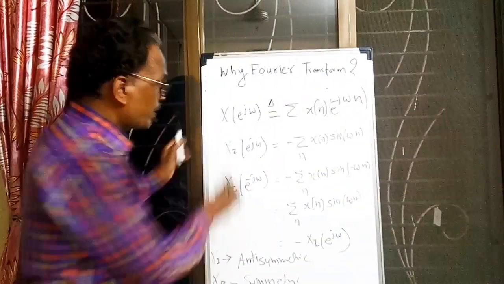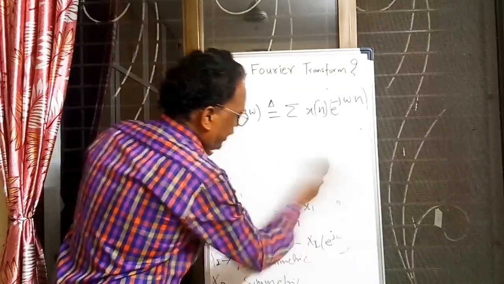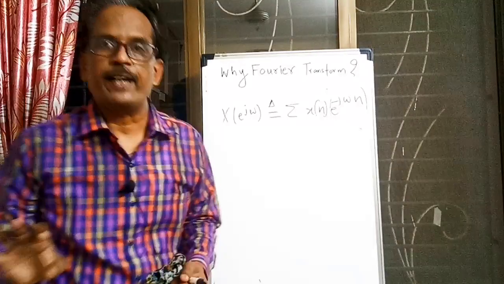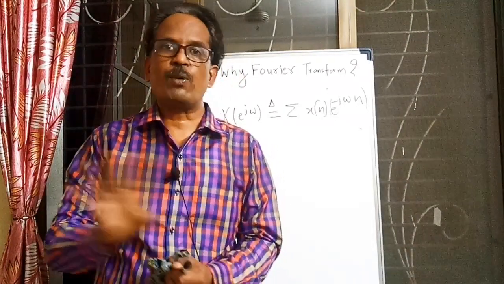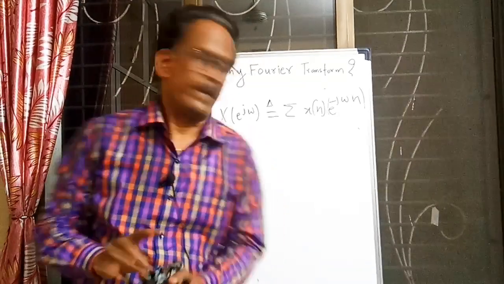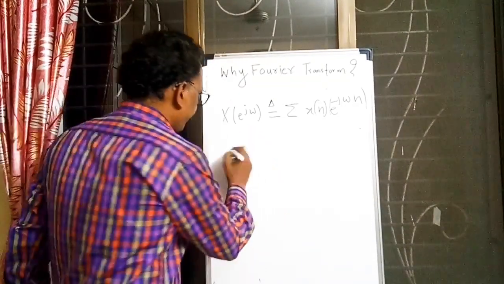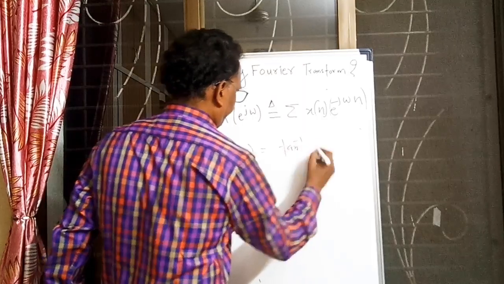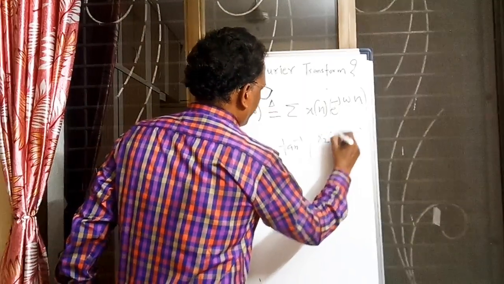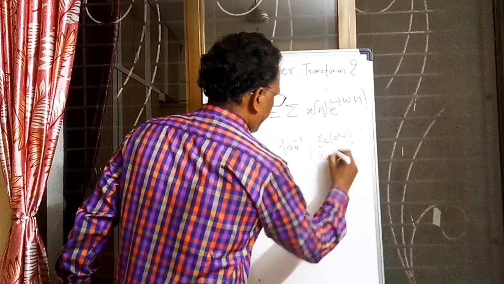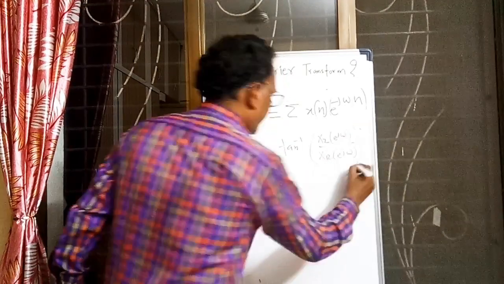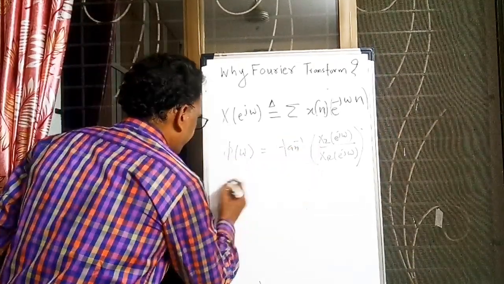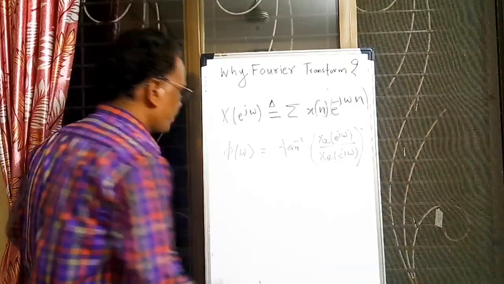Let us look at the phase of the Fourier transform. Again, I am telling you that the given signal x of n is real. If x of n is complex, all these properties will be different. So let us take the phase of the Fourier transform. We know that phi of omega is tan inverse of X_I(e^{j omega}) divided by X_R(e^{j omega}), so the ratio of the imaginary part to the real part. Again do the same thing, replace omega by minus omega.